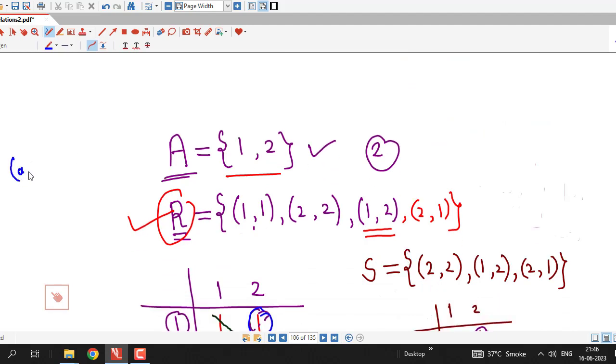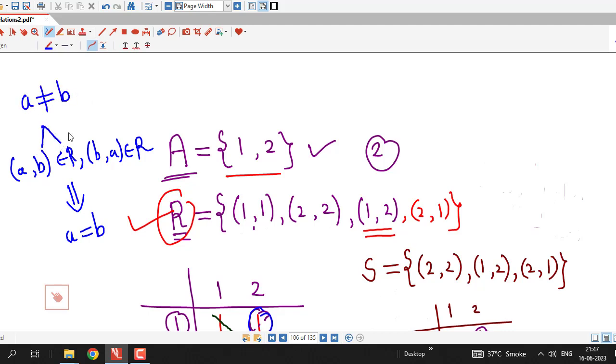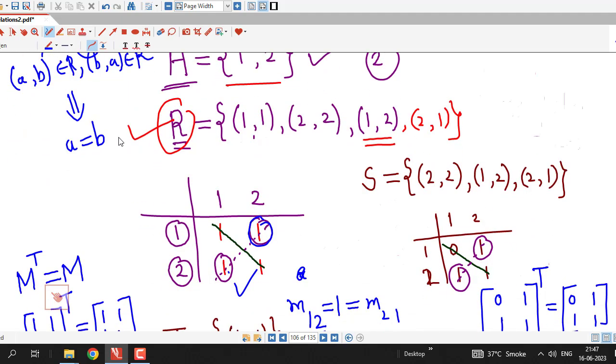Antisymmetry means if ordered pair AB and ordered pair BA both are present in a given relation, then A and B cannot be different. In other words, if A and B are different, then either AB is present or BA is present in a given relation. So in that case, for example, if I want to make this antisymmetric, then I have to remove one pair. Same thing here, if I want to make this antisymmetric, let me remove this pair. Don't worry about diagonal elements.